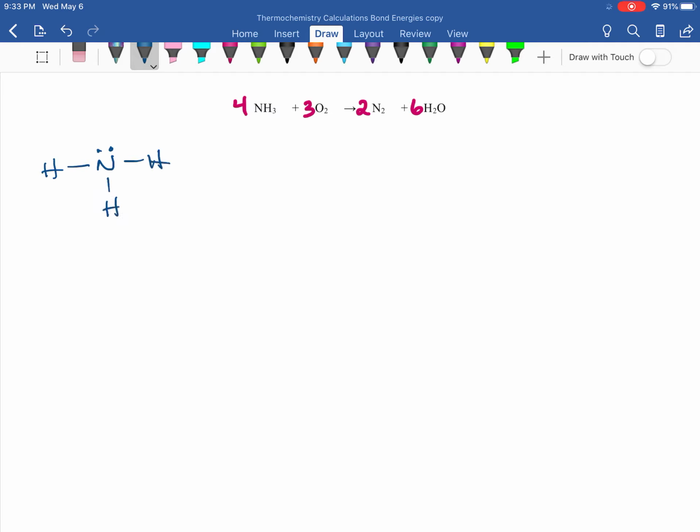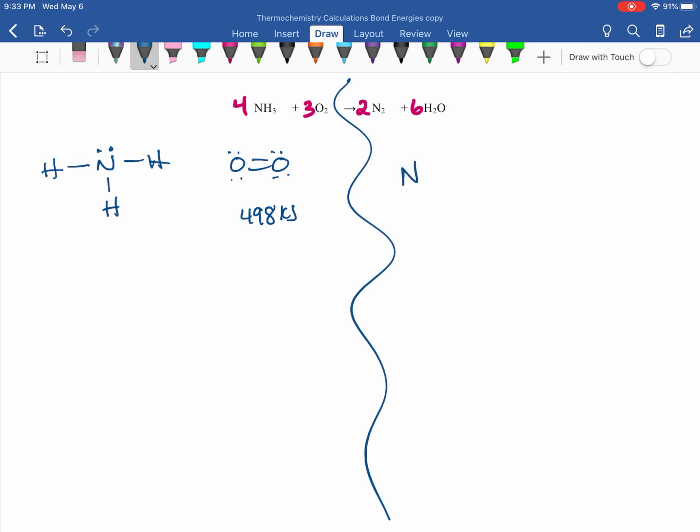3 bonds and 1 lone pair for nitrogen. Our oxygen is a repeat. In fact, I even remember that energy. It was 498 kilojoules to break that. Okay, then we're going to compare both sides. Okay, nitrogen, how do we draw the structure for nitrogen? There it is. And then water. We just saw water in that last video. Okay. All right, so let's start to add up our bonds and get some data.